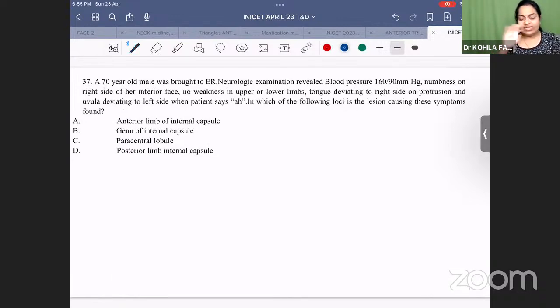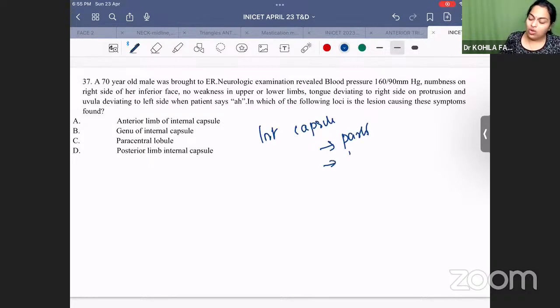So this internal capsule is very, very important. You should know the parts of the internal capsule. What are the fibers traversing the parts? What is the blood supply? What will happen in a lesion? So here, what have they given? All the features are involving the face.